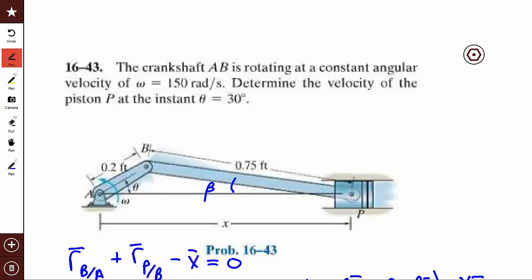Exactly. If you give me one position, I can find all positions. If you give me one dot, I can find all dots. If you give me one double dot, I can find all double dots. What I can't do is, if you give me a double dot, I can't go find anything else unless you give me the history of the double dot, because then I can integrate it, right?